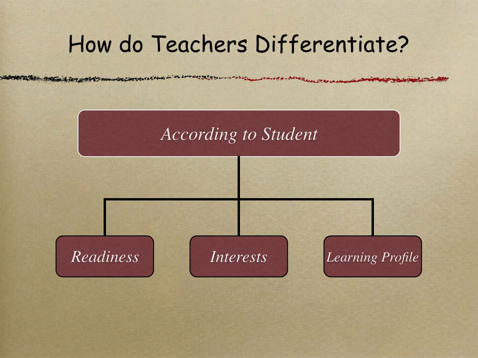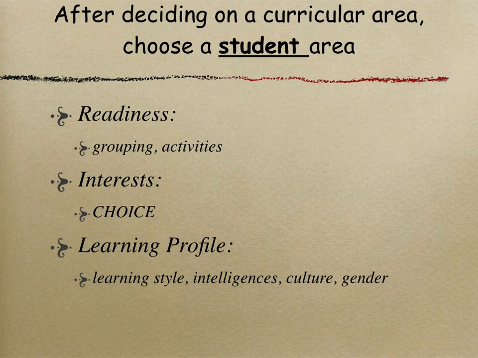How else can teachers differentiate? You can also differentiate according to what you know about the student. Use that data to drive instruction. Those surveys that you had the students or parents complete, the multiple intelligence data that you have collected. Use that. Know your students. So once you've figured out whether you're going to differentiate based on context, process, or product, you can focus on a student area.